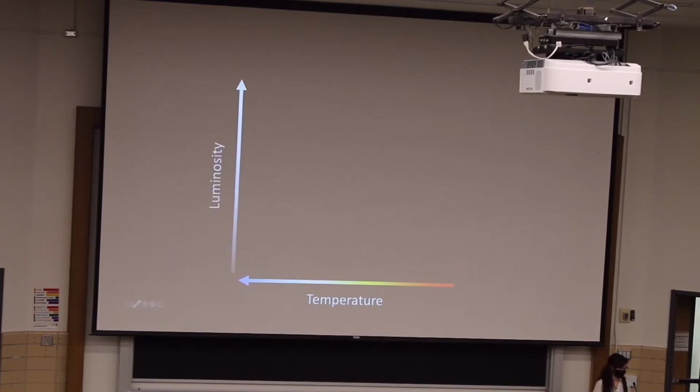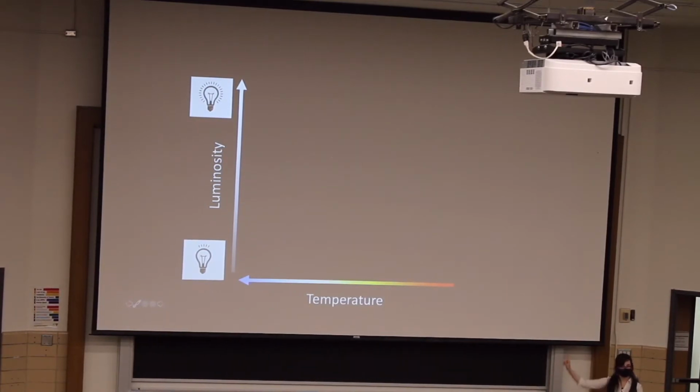And then on the vertical axis, we have luminosity, where this is another way of saying the brightness of a star. You can think of it like how many watts the star puts out, like if it were a light bulb. And there are dimmer stars on the bottom, and increasing brightness as you go up.